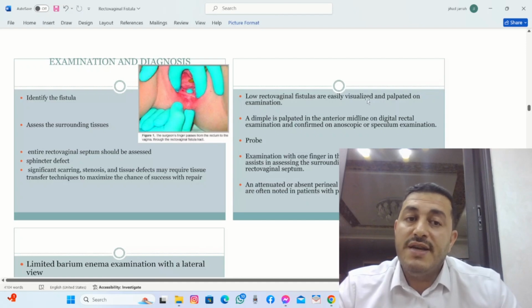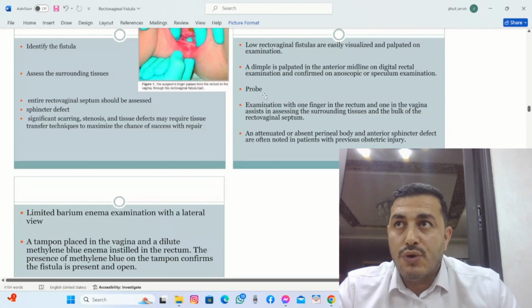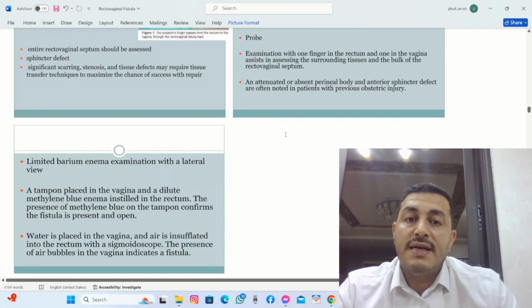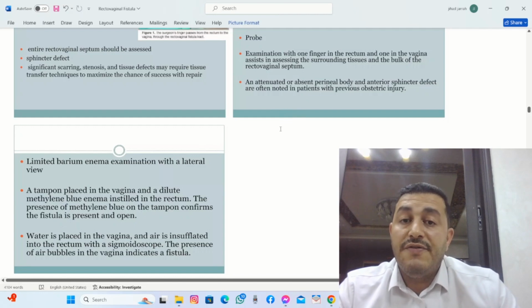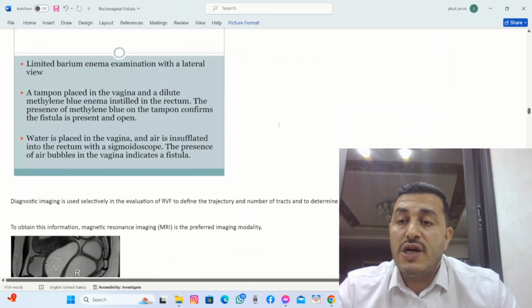Lower rectovaginal fistulas are easy to visualize and palpate, and you can feel a dimple or fibrous, cord-like structure in the anterior midline on the digital rectal exam. We can use a probe. We will see when we talk about the management. This is examination with one finger in the rectum and one finger in the vagina to assess the bulk of the rectovaginal septum and assess the perineal body. If it is attenuated or absent, this is associated with obstetrical injury, which will lead to a rectovaginal fistula.